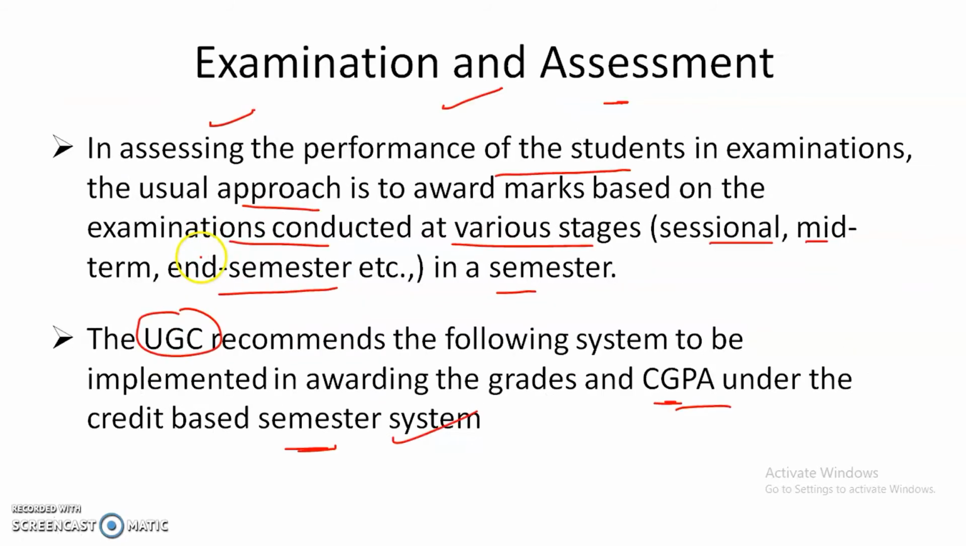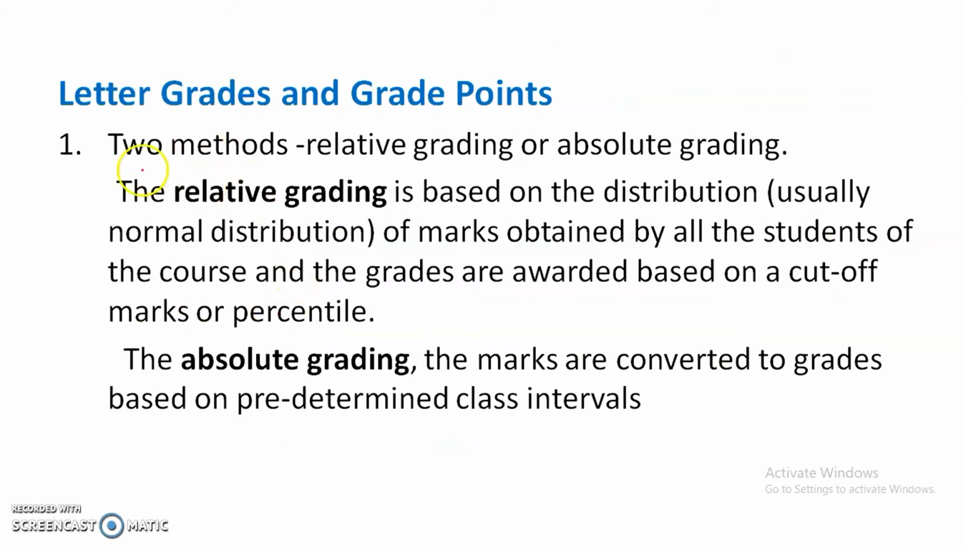And in this, whatever the UGC recommended, the CGPA system, that is called letter grades and grade points. So what are letter grades and grade points? Here also there are 2 types: relative grading and absolute grading. Relative grading is nothing but distributing the marks obtained by all the students of the course, and the grades are awarded based upon the cutoff marks or the percentile.